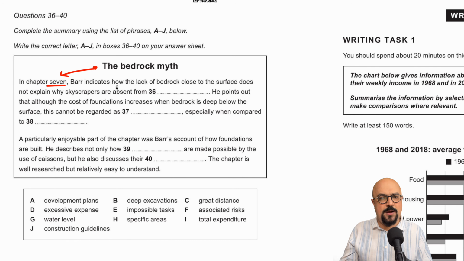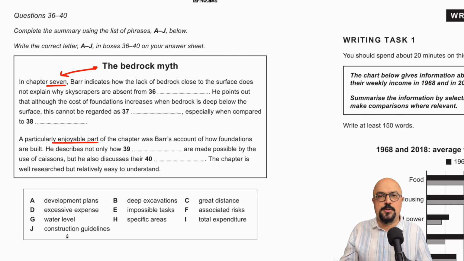Barr indicates how the lack of bedrock close to the surface does not explain why skyscrapers are absent from blah, blah, blah. He points out that although the cost of foundations increases when it is deep below the surface, this cannot be regarded as, especially when compared to... A particularly enjoyable part of the chapter was Barr's account of how foundations are built. He described not only how blah, blah are made possible by the use of blah, blah, but he also discusses... The chapter is well researched, but relatively easy to understand.